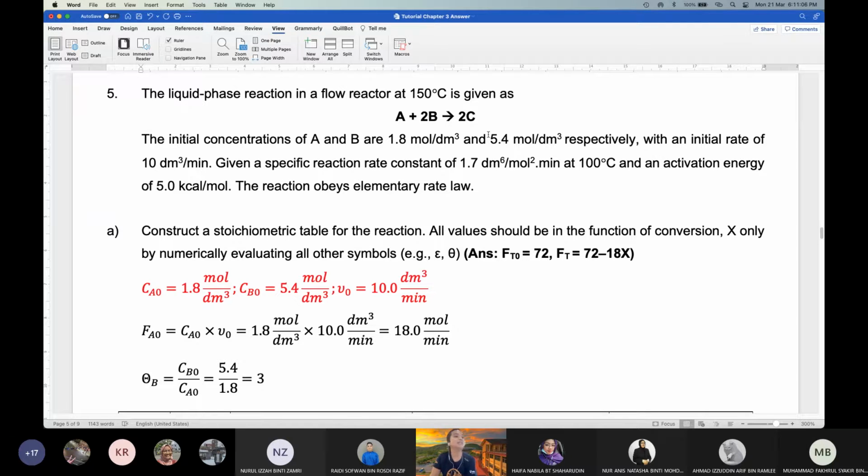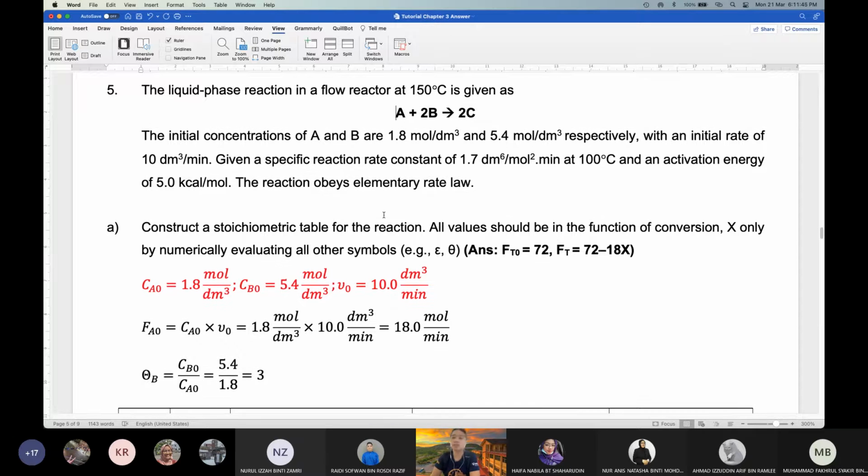Okay, then it says activation energy 5 kilocalorie per mole. So it gives us EA, 5 kilocalorie per mole. And they say the reaction obeys elementary rate law. So the question says it obeys elementary rate law, meaning the reaction order of the reactant follows the stoichiometric coefficient. So the reaction is first order with respect to A, second order with respect to B. You immediately look at the stoichiometric coefficient and immediately know the reaction order. Done. So that's all we know so far.